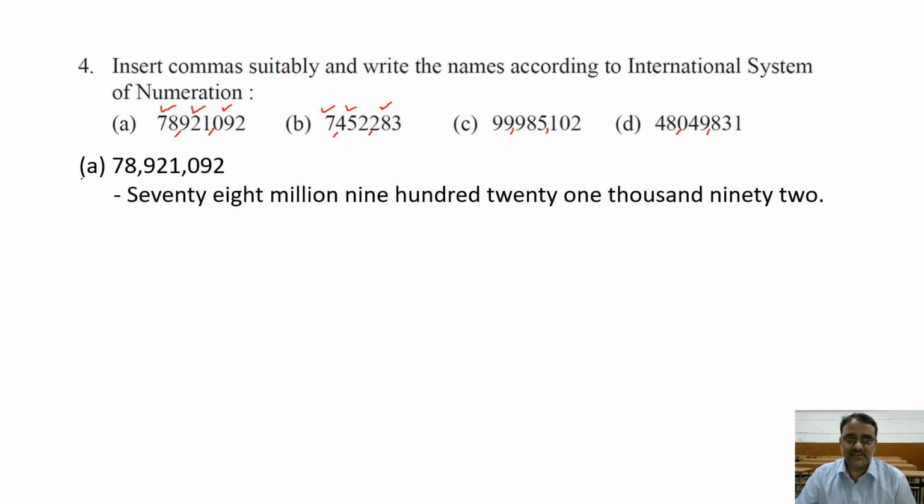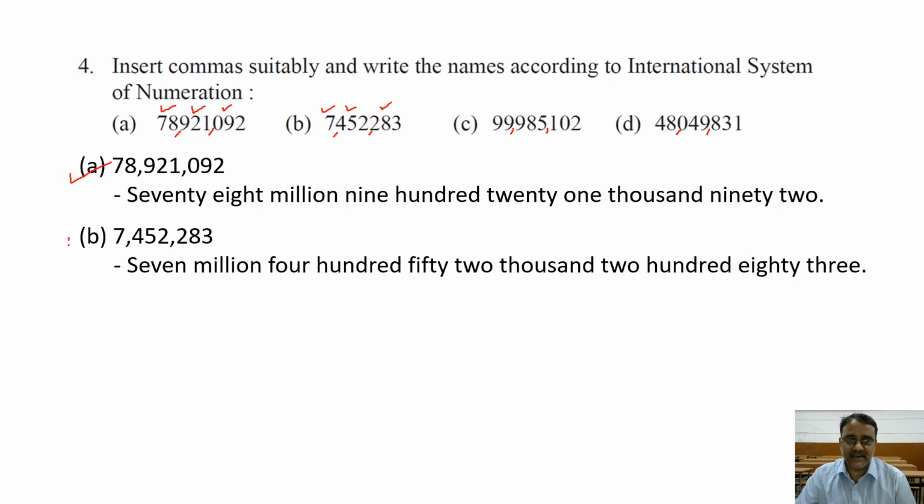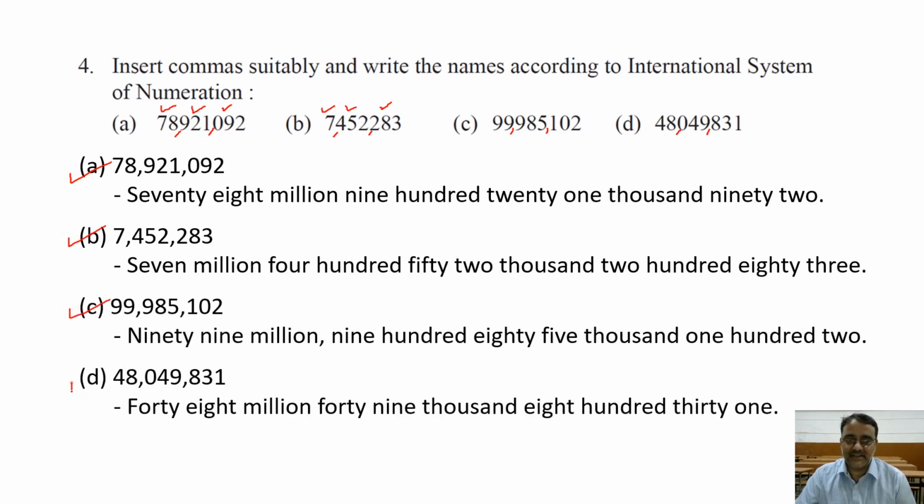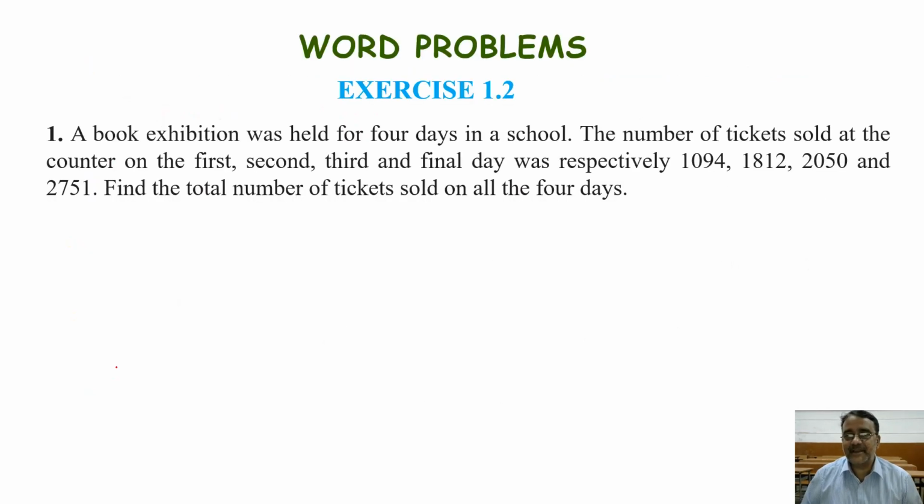48,49,831. So this is the first answer, this is the second answer, this is the third answer, this is the fourth answer. Just now I told. Right, now we will move towards word problems. Word problems based on addition, subtraction, multiplication and division. And you have to read the statement and then you have to identify which operation you have to do.